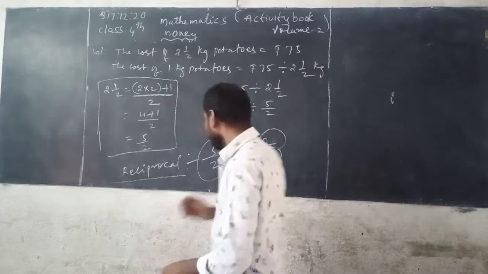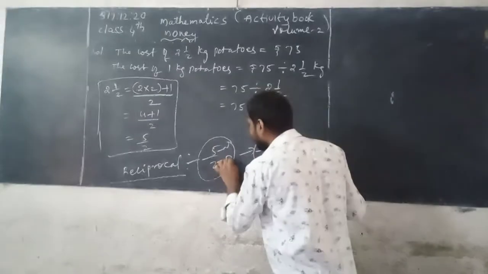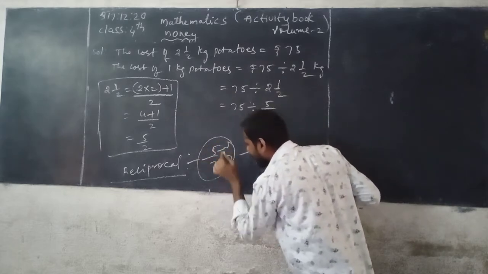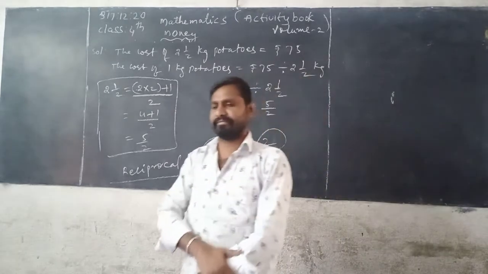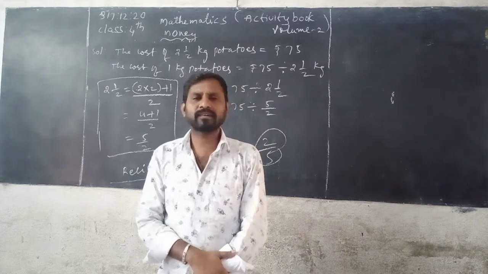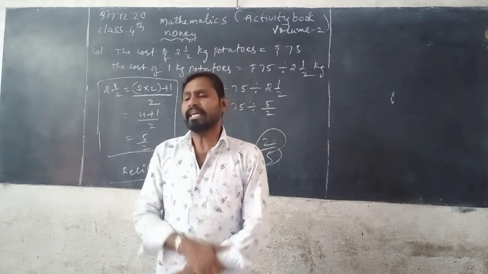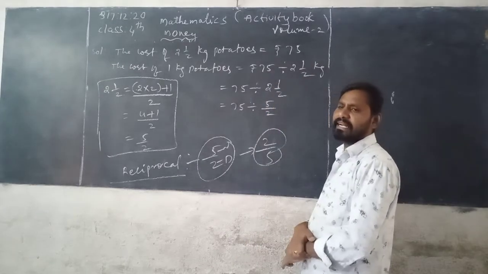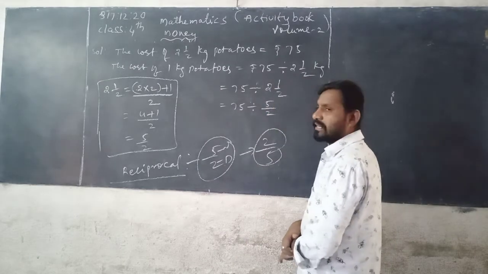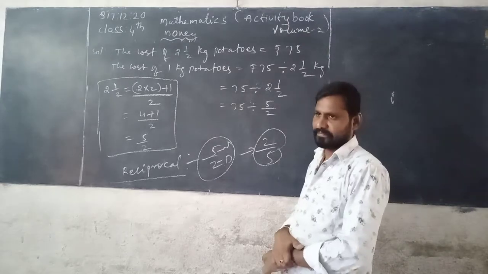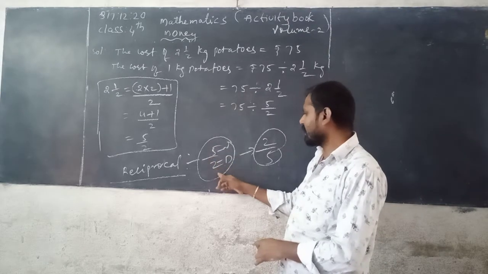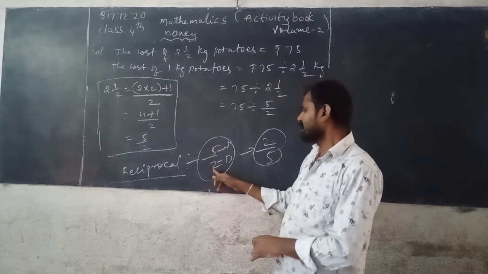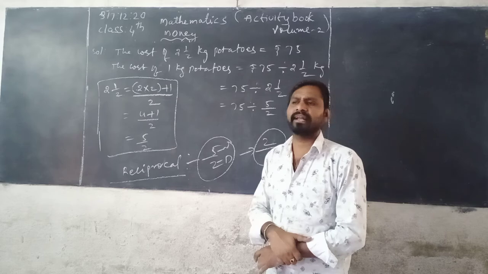Did you understand? So this is numerator now, this is denominator now. So interchanging of numerator and denominator of a fraction is called as reciprocal. Reciprocal is nothing but interchanging of numerator and denominator, means reverse. So numerator becomes denominator, denominator becomes numerator. 5 by 2 can be written as 2 by 5. This is called as reciprocal.